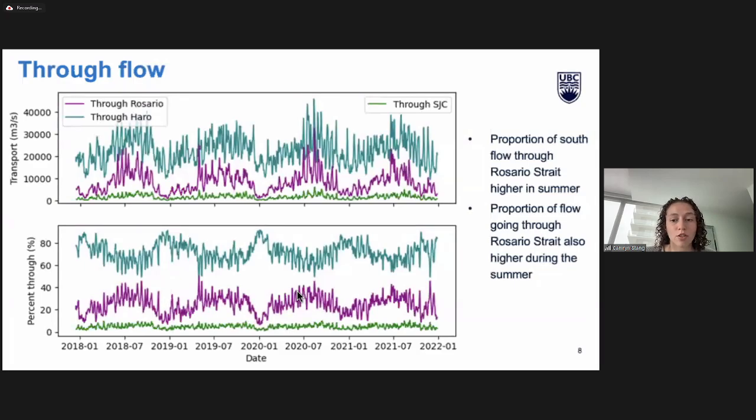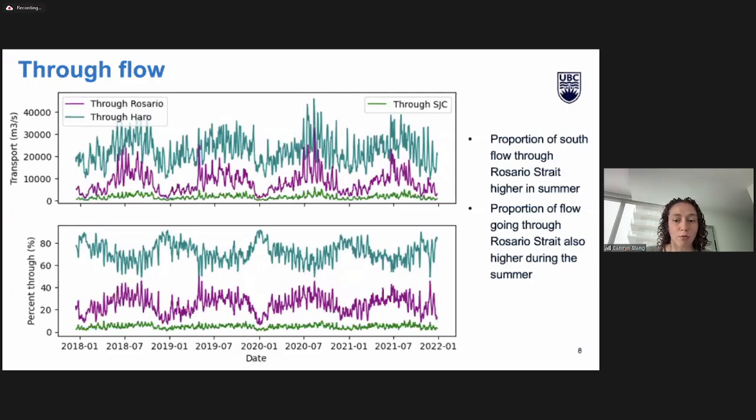The top panel is showing the water transport, and we can see that the Haro Strait in blue has the highest transport, followed by Rosario Strait in purple, and then San Juan Channel in green. The transport through all three straits follows a seasonal pattern with higher transport starting in around May and lasting to about October, and then lower transport in the winter months. The bottom panel is showing the proportion of the total southward flow moving through each of the straits.